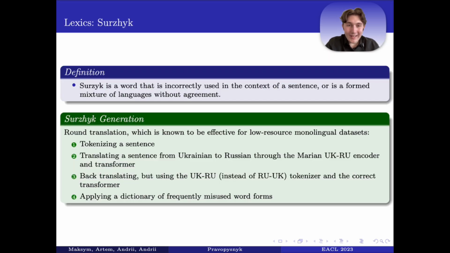The second component of lexicon is surjik. It's a word that's incorrectly used in the context of a sentence, or it's formed by a mixture of languages without any agreement. Surjik generation starts with tokenizing a sentence. Then translating the sentence from Ukrainian to Russian through the Ukrainian-Russian encoder and transformer. Performing back translation, but now using the Ukrainian-Russian instead of the Russian-Ukrainian tokenizer as the correct transformer. And finally, applying a dictionary of frequently misused word forms. It will be clearer in an example.